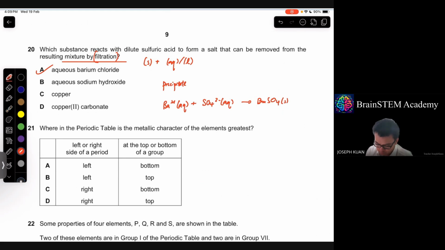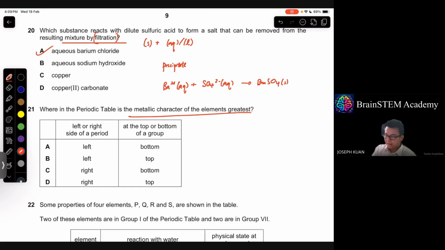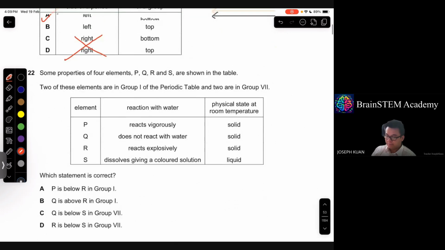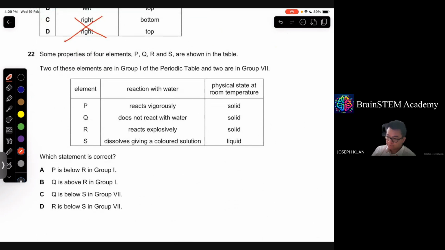Question 21. Where in the periodic table is the metallic character of the elements the greatest? Metallic character is greater on the left-hand side of a period, whereas it is greater as you go down the group. So the answer for that is A. Moving on, some properties of 4 elements, P, Q, R, S, are shown in the table. 2 of these elements are in group 1 of the periodic table, and 2 of them are in group 7. Which statement is correct?